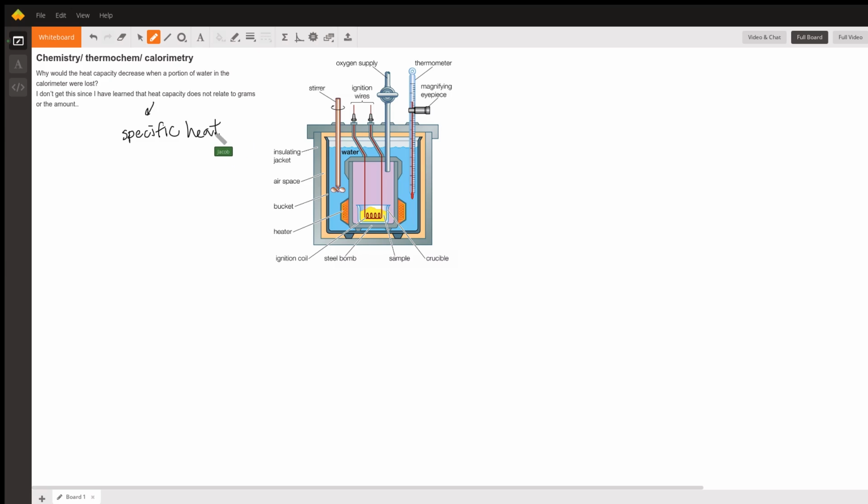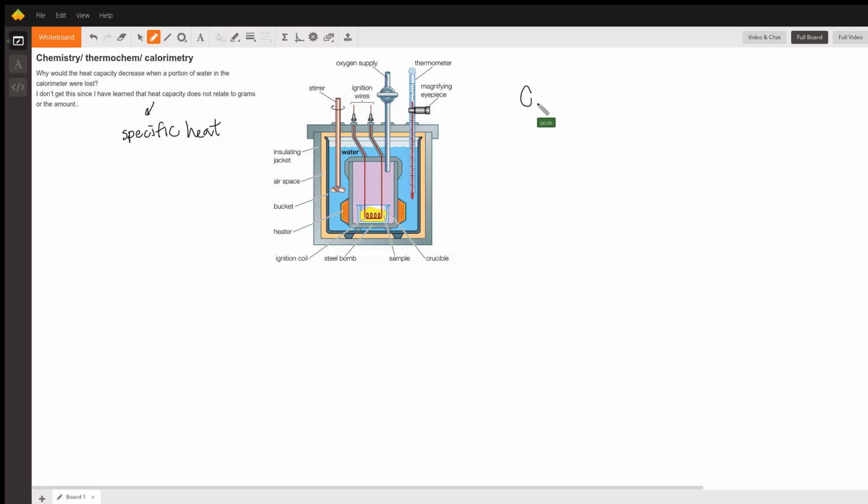So what you're saying is, okay, if I were to take some water away, the calorimeter should still have the same heat capacity, because that doesn't vary by the gram. And the answer is no, because the heat capacity allows us to kind of get around the specific heat. So let me explain what I mean by that. And we'll just use water as an example.